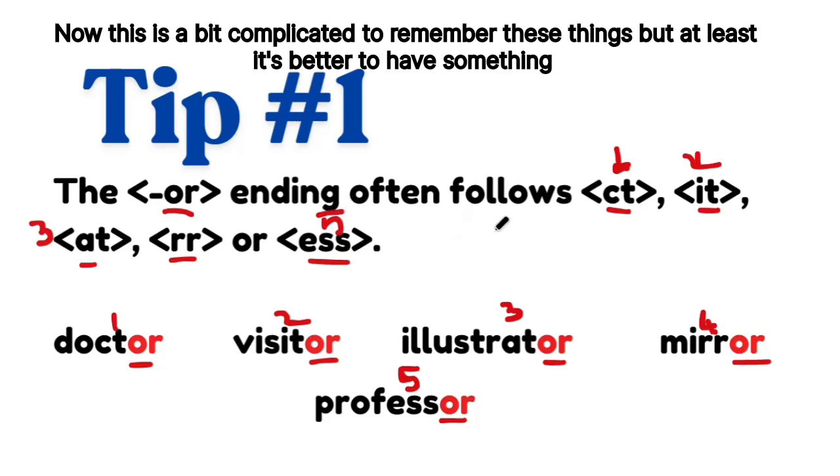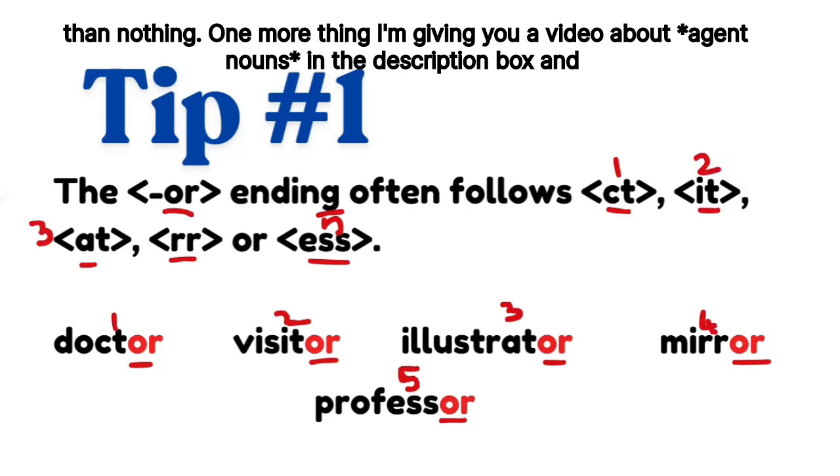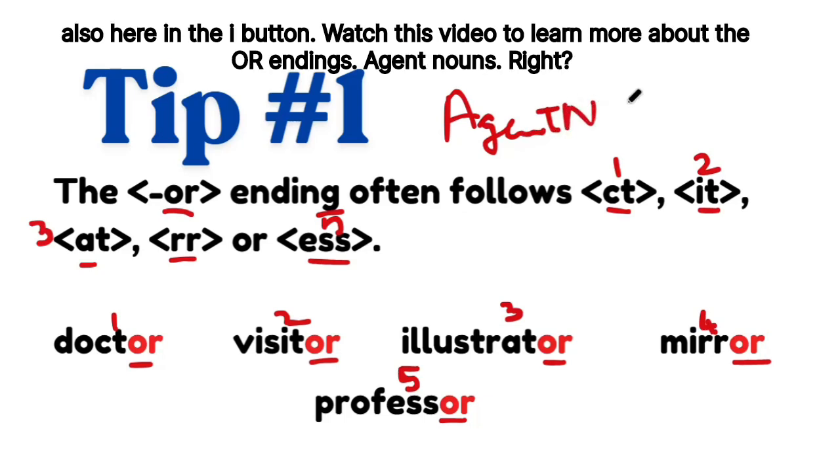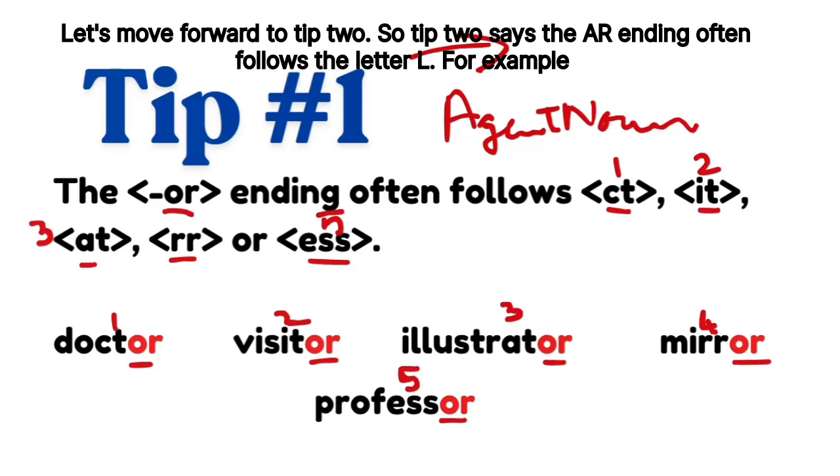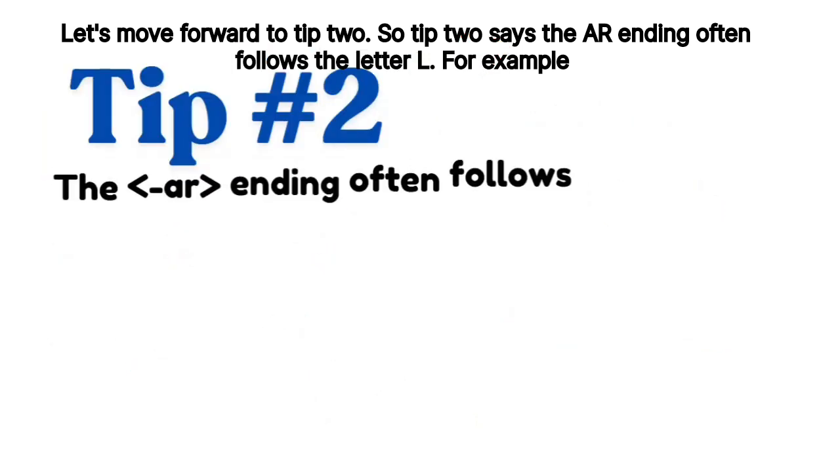Now, this is a bit complicated to remember, but at least it's better to have something than nothing, okay? One more thing, I'm giving you a video about agent nouns in the description box and also here in the I button. Watch this video to learn more about the OR endings, okay? Agent nouns, right?